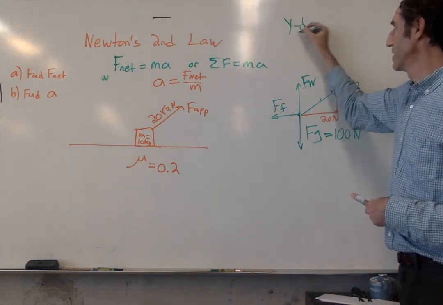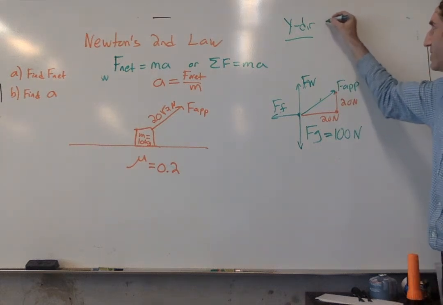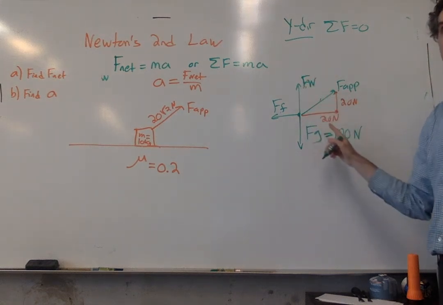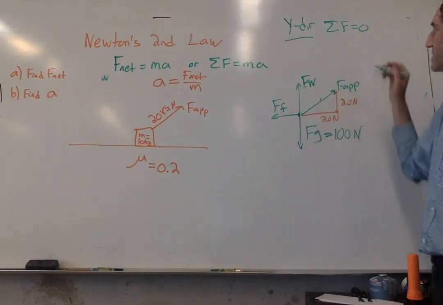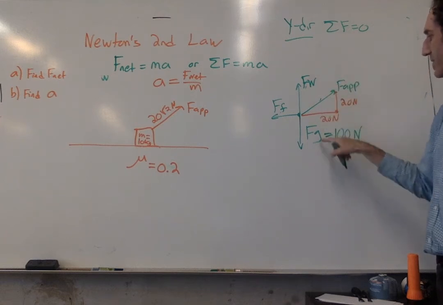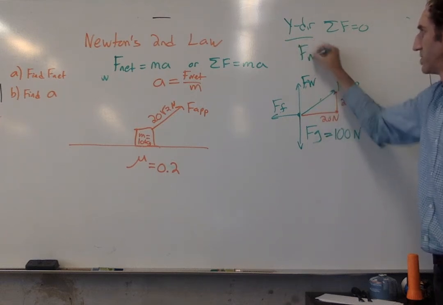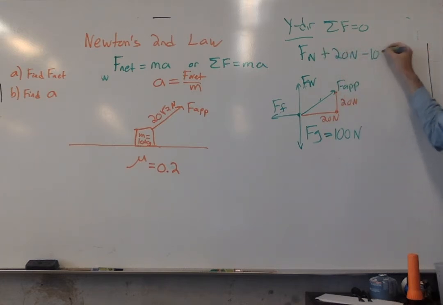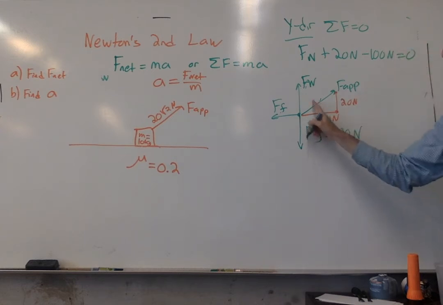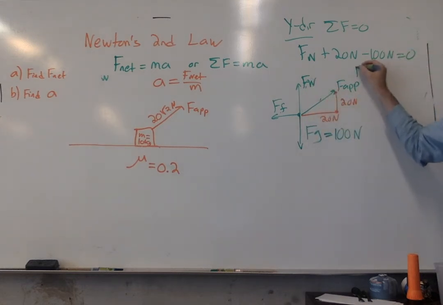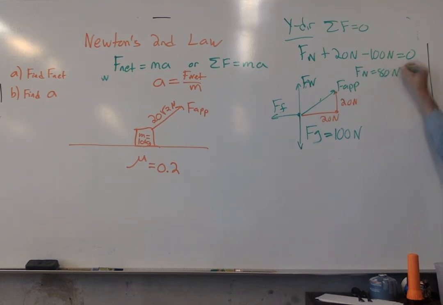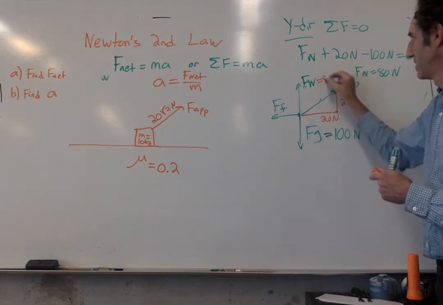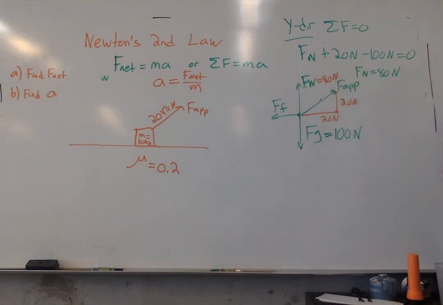In my y direction, the sum of my forces has to be 0. In my y direction, my box is not going to move. So the sum of my forces in the y direction has to be 0, which means that down is negative, up is positive. I've got normal force plus 20 newtons minus 100 newtons equals 0. So that's that, that, and that. Now I can figure out that my normal force has to be 80 newtons. Okay, those all have to balance. So let's write this in. 80 newtons, just like that.